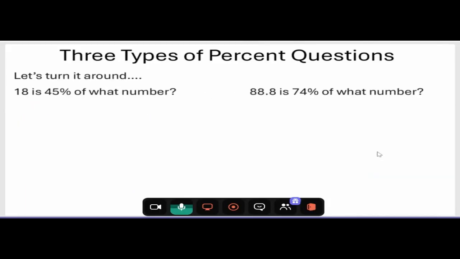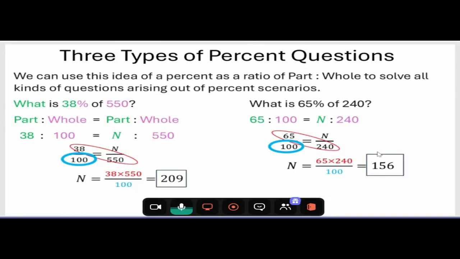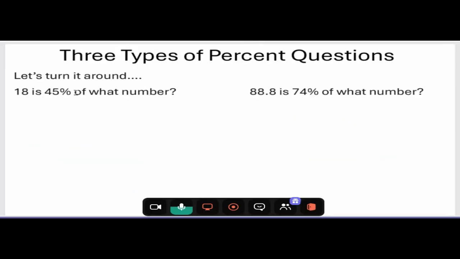All right, scenario number 2. We're going to turn things around. Read carefully. 18 is 45% of what number? Now, some people read this and it doesn't sound any different to them. So what I want you to notice, look back at the last one, of 550, 38% of 550. 550 was the whole. 18 is 45% of what number? What number is the whole we are looking for? We don't know the whole. We know that 18 is the part, but of what number?